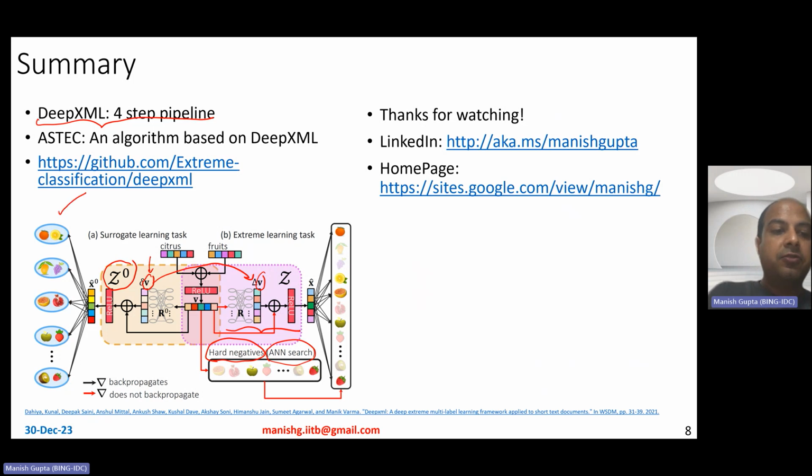So the surrogate task, of course, was label clustering. I mean, training on label clusters rather than actual labels. And then in module 4, you train your delta, which involves R, and come up with the overall representation Z, while also training the W, which is the weights of the final layer. Okay. So that's basically DeepXML and Astec. We looked at Astec, which was an algorithm based on DeepXML. If you want to play around with the code, that's the code. And that's it for this video.